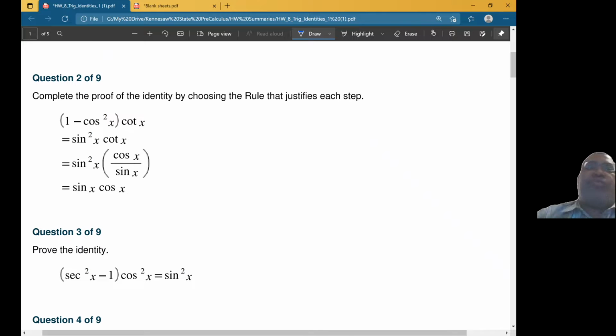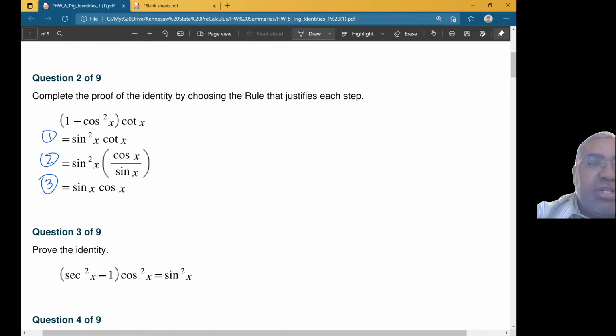Complete the proof of the identity by choosing the rule that justifies each step. Now, to be honest, on the test, you may see something like this to talk about the rules. Those will be in your formula sheets. Most of the time, you're just solving, but let's do it. All right, let's number the steps: 1, 2, 3. A student actually suggested I do that.